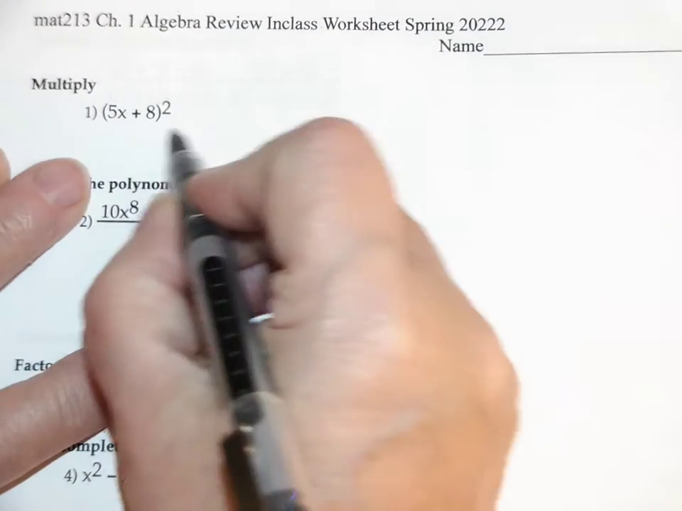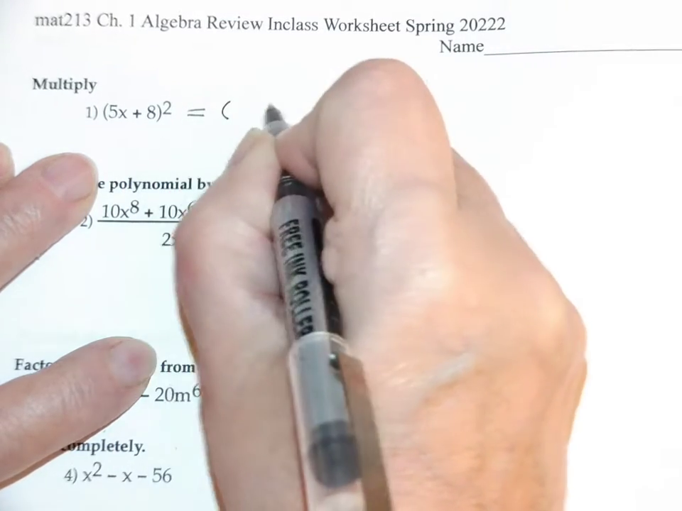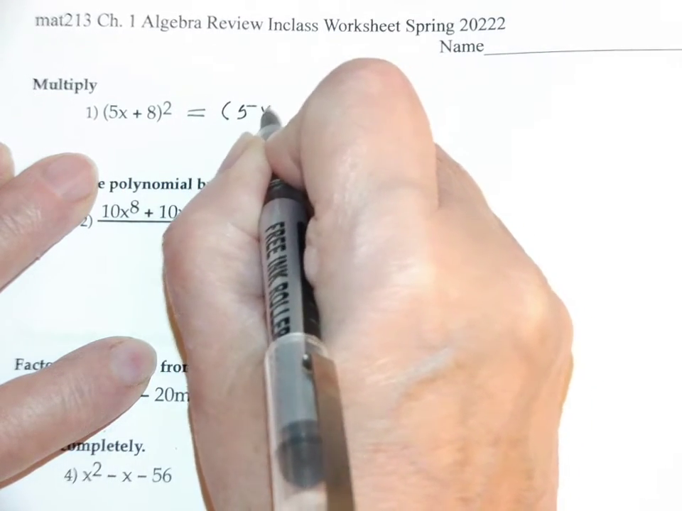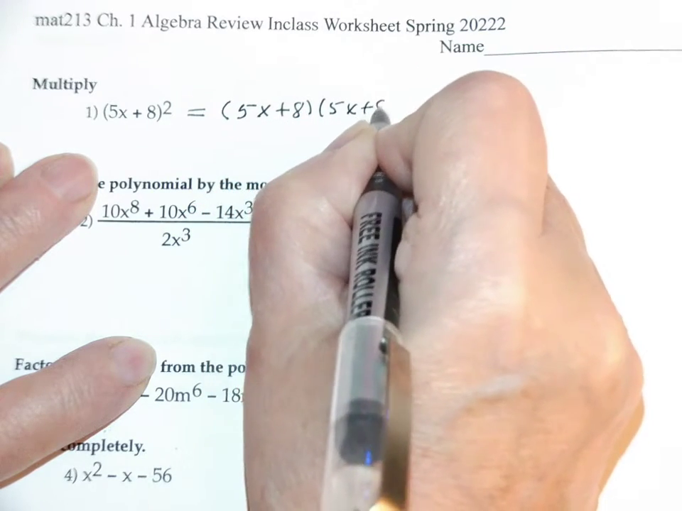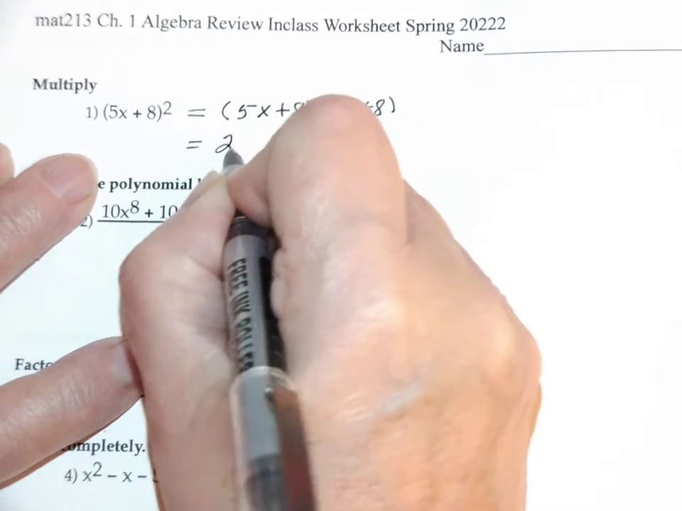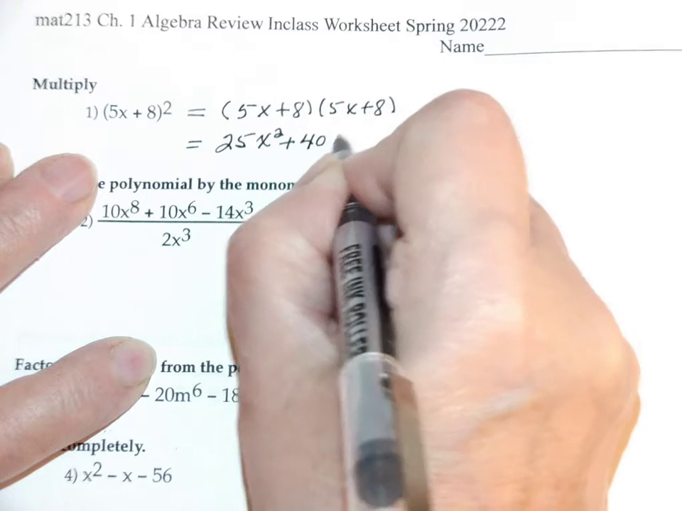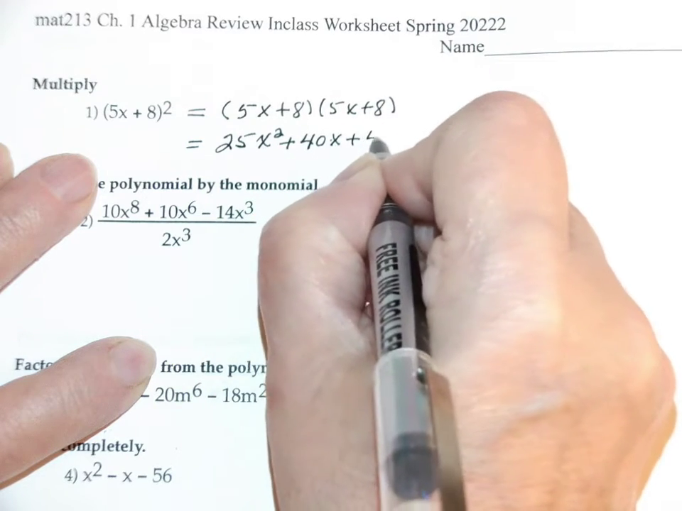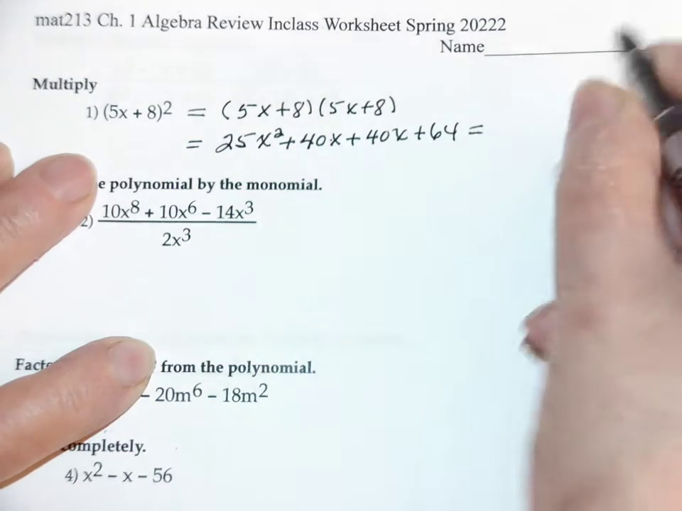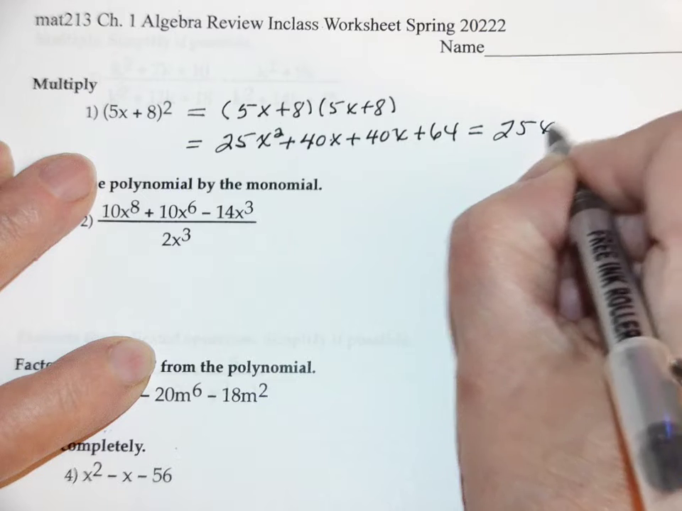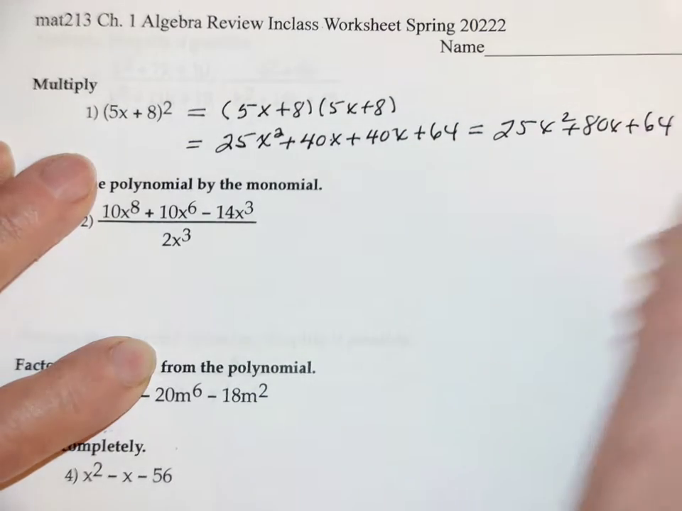Okay, so we're going to multiply, expand this, oftentimes it's called that. This is 5x plus 8 times 5x plus 8, which is 25x squared plus 40x plus 40x plus 64, or 25x squared plus 80x plus 64.